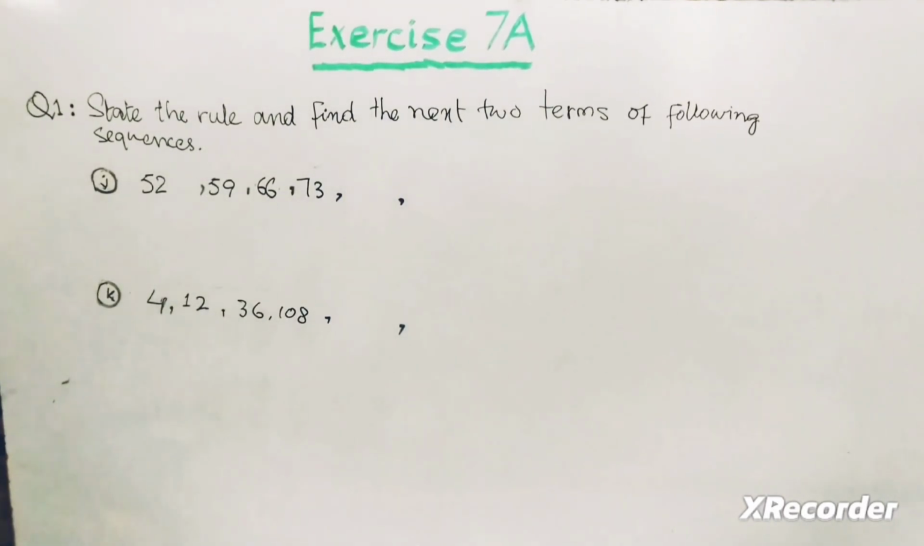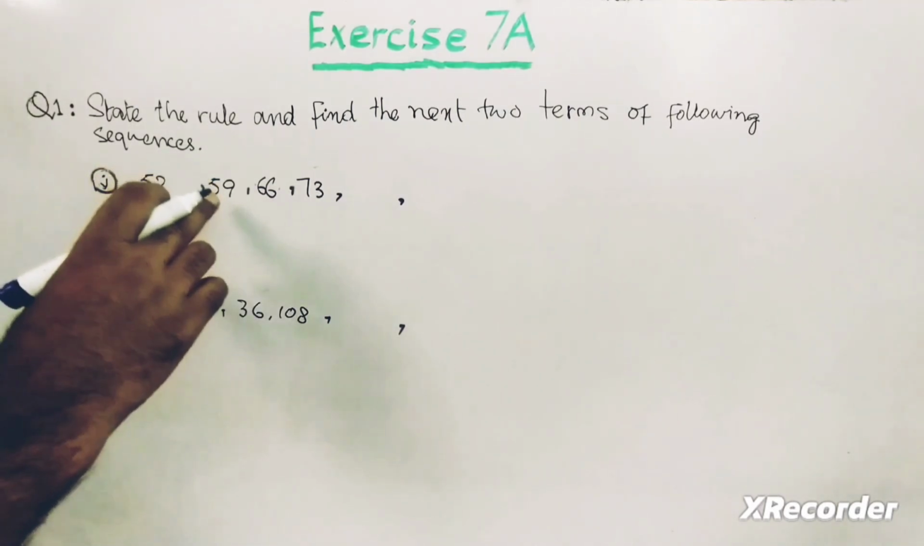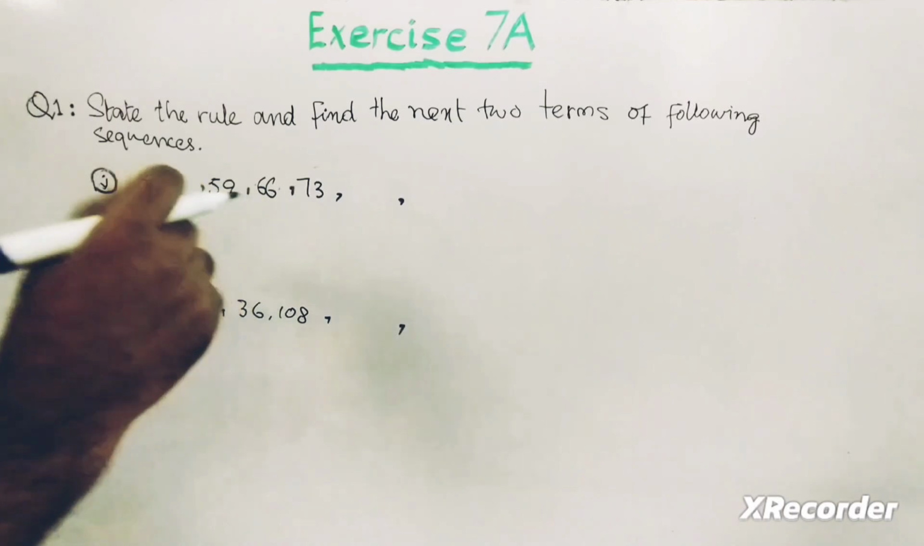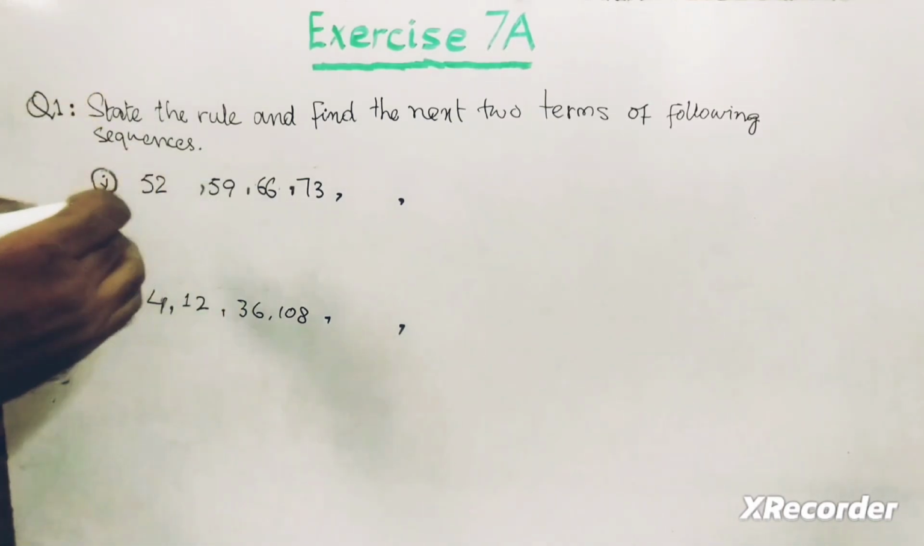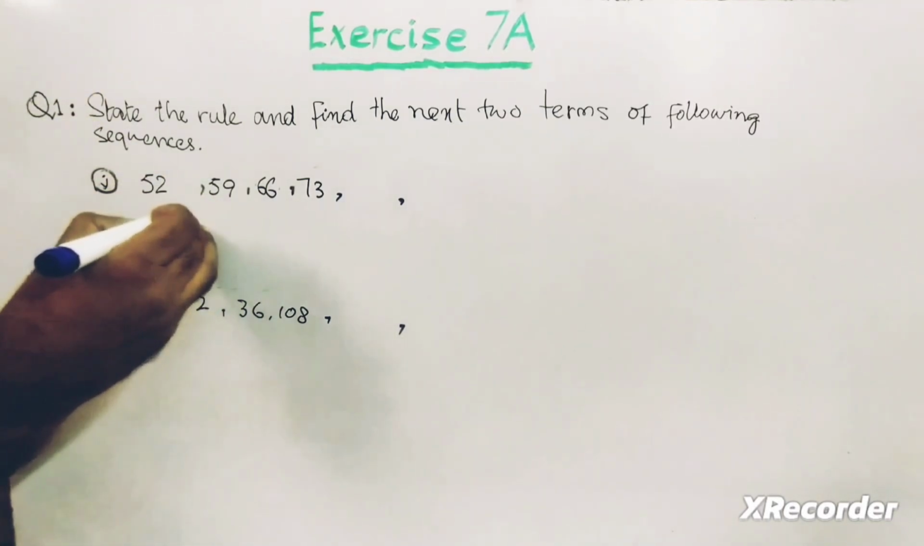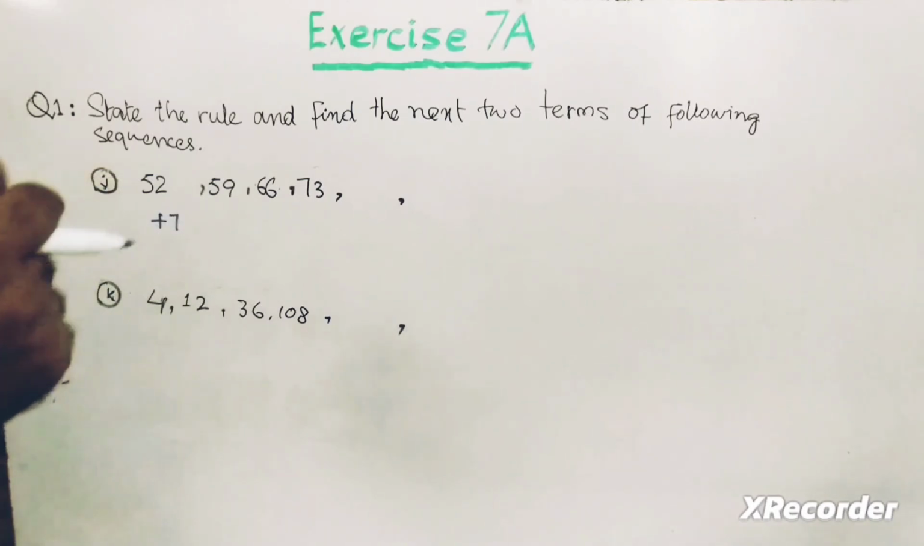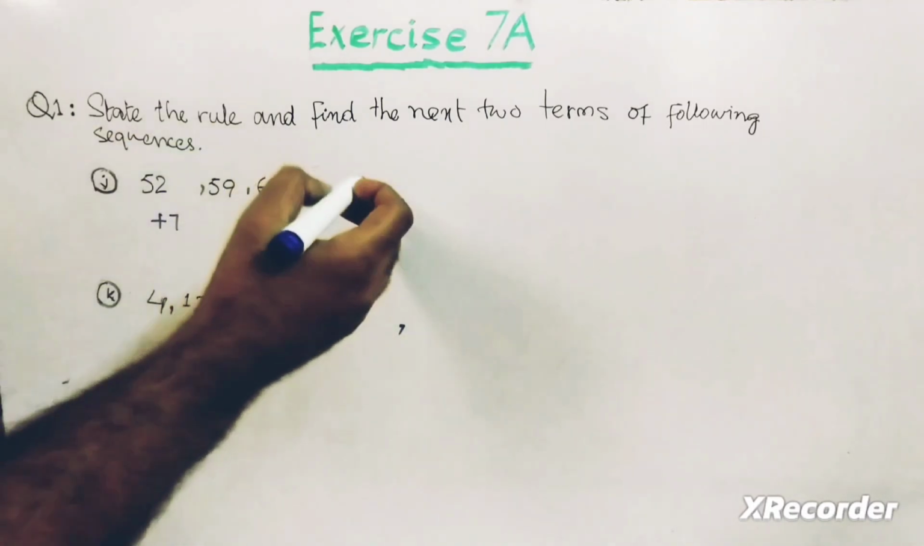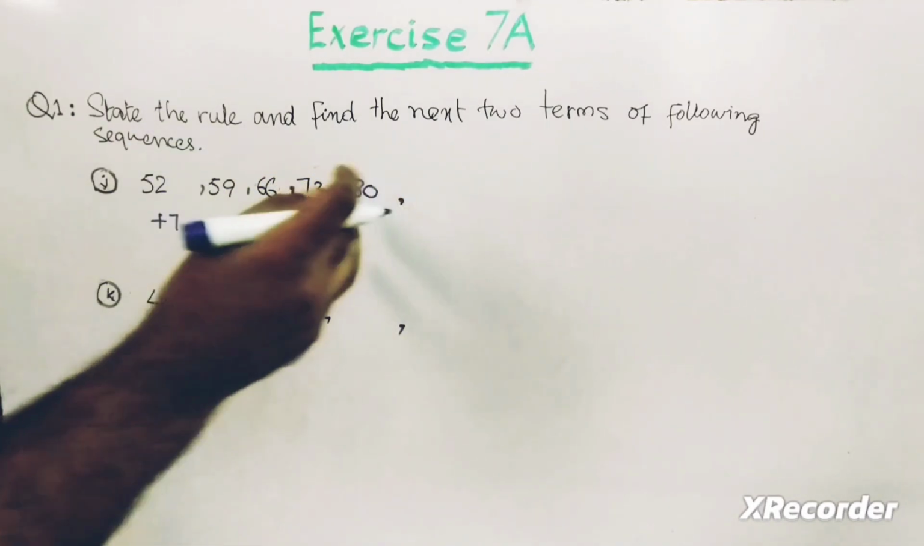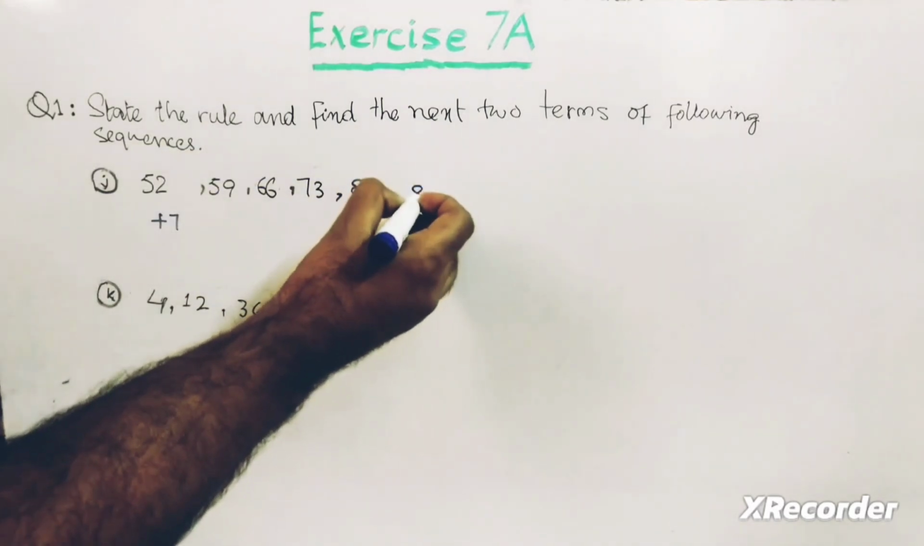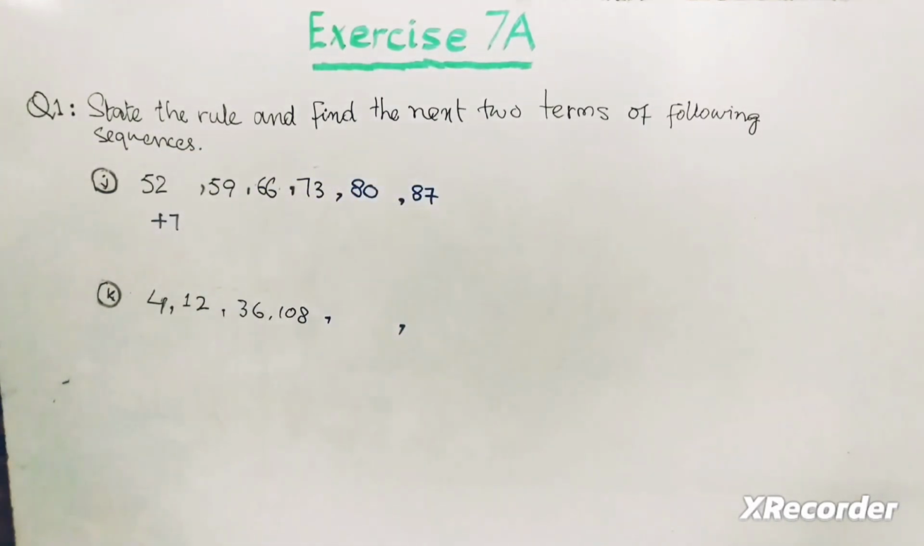Now moving towards the last two parts of this question. The sequence is 52, 59, 66, 73. If we see the first two terms, the difference between these two terms is plus 7. And if we see the second and third term, we get again plus 7. So our rule will be plus 7 for this sequence. So if we add 73 and 7, we get 80, and then 80 plus 7 is 87. So 80 and 87 are our last two terms.